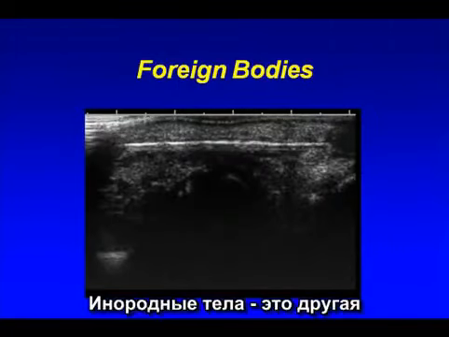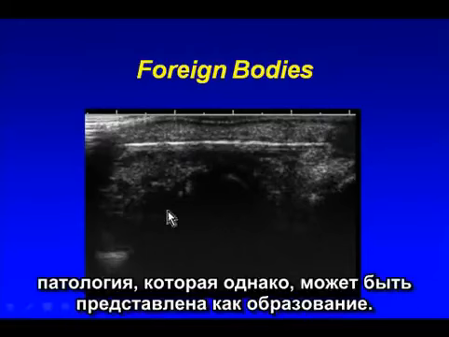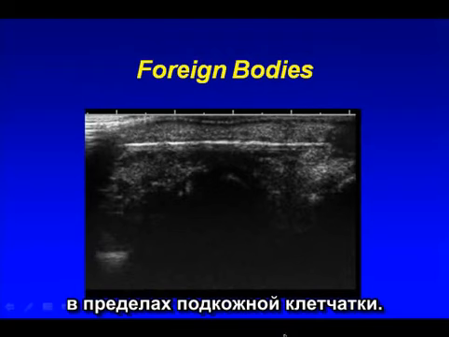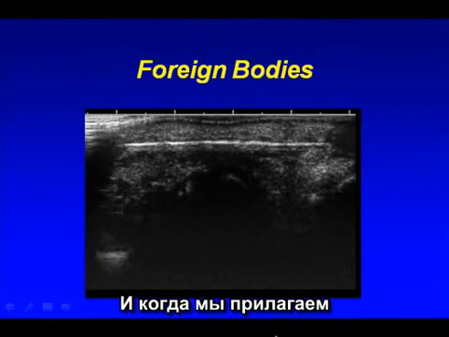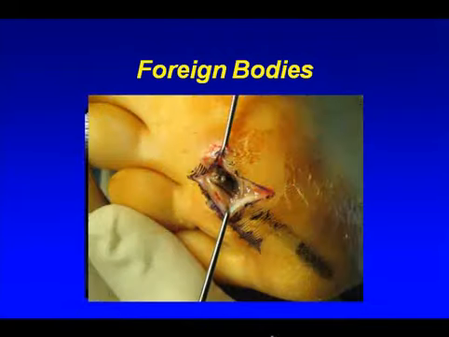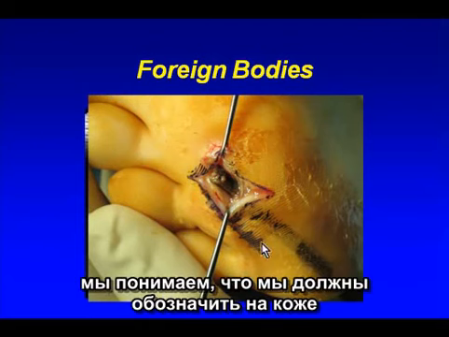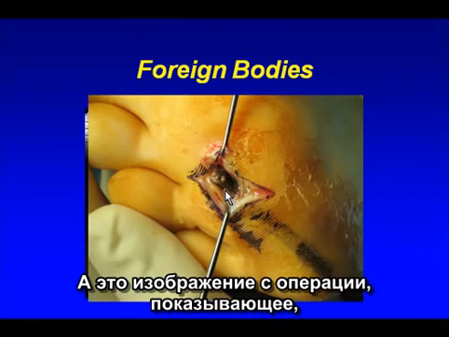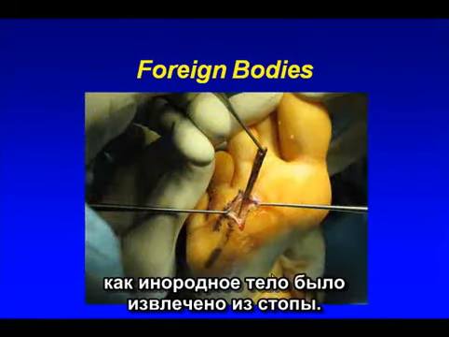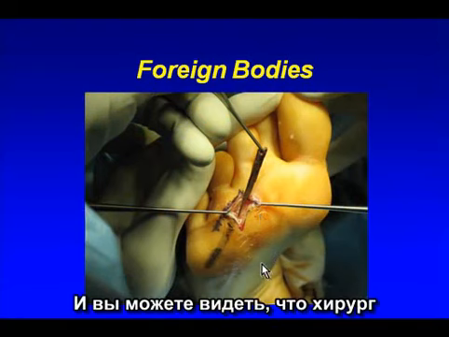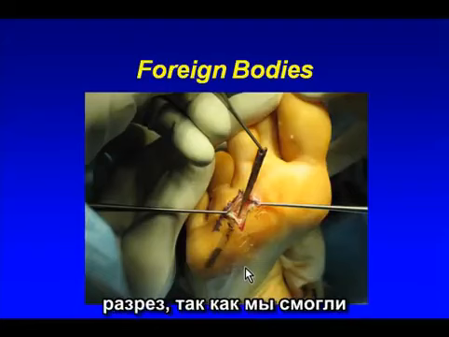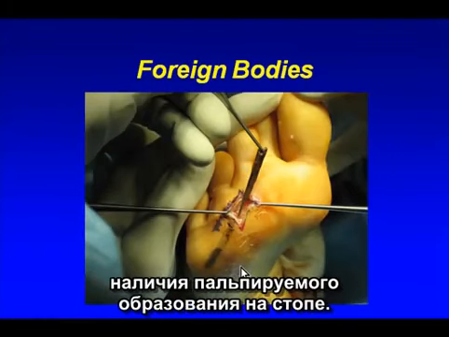Foreign bodies are another lesion that can present as a mass, and this is a foreign body within the subcutaneous tissues. And when we put on the ultrasound probe, we realized that we should mark the skin for the surgeon because it may be hard for them to find. And this is an operative image showing the foreign body removed from the foot. And you can see that the surgeon only had to make a very small incision because we were able to identify this foreign body as a cause of the patient's palpable lesion on the plantar aspect of the foot.